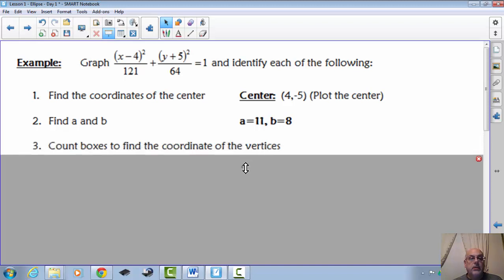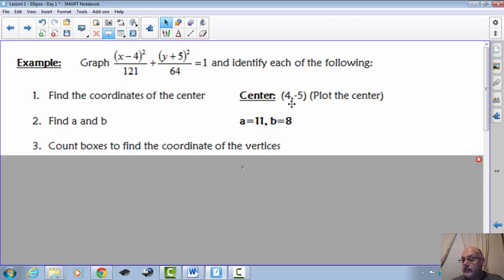So what we're going to do is count boxes to find the coordinates of the vertices. So you start at the center. The center is at 4, -5. So if you count 11 boxes to the left, you get -7, -5. And if you count 11 boxes to the right, again from the center, you get 15, -5. So those are the two vertices on the left and the right of the center.